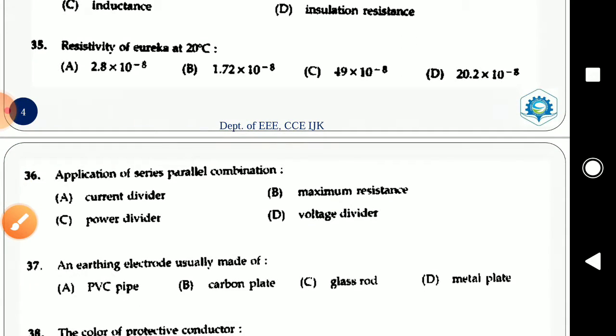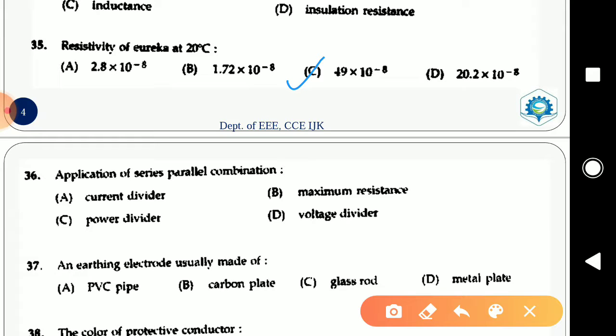The resistivity of Eureka at 20 degrees Celsius is. The resistivity is given by option C, that is 49 into 10 raised to minus 8. Moving on to question number 36. The application of series parallel combination. The application of series parallel combination is used in the power divider. In order to get a current divider, you have to place the resistances in parallel and voltage divider in series combination. So over here the correct answer is option C.